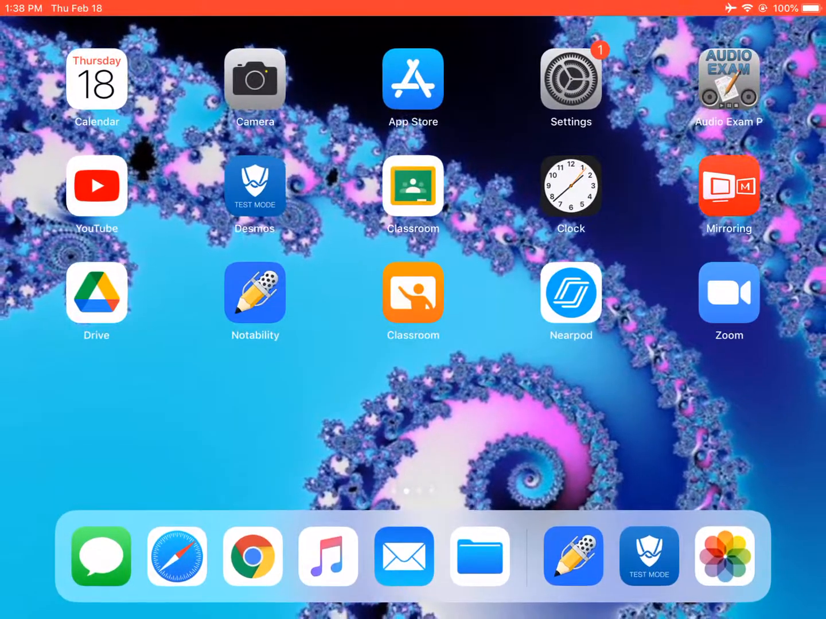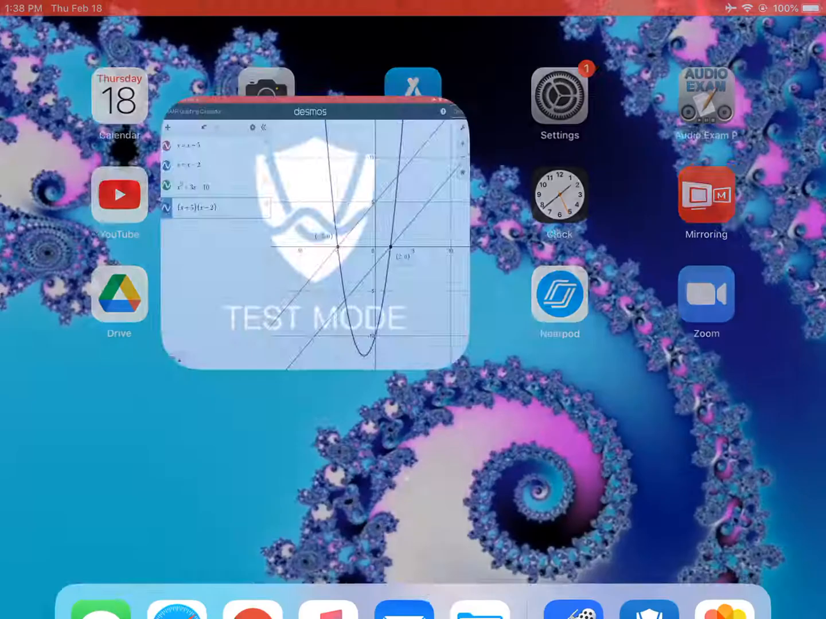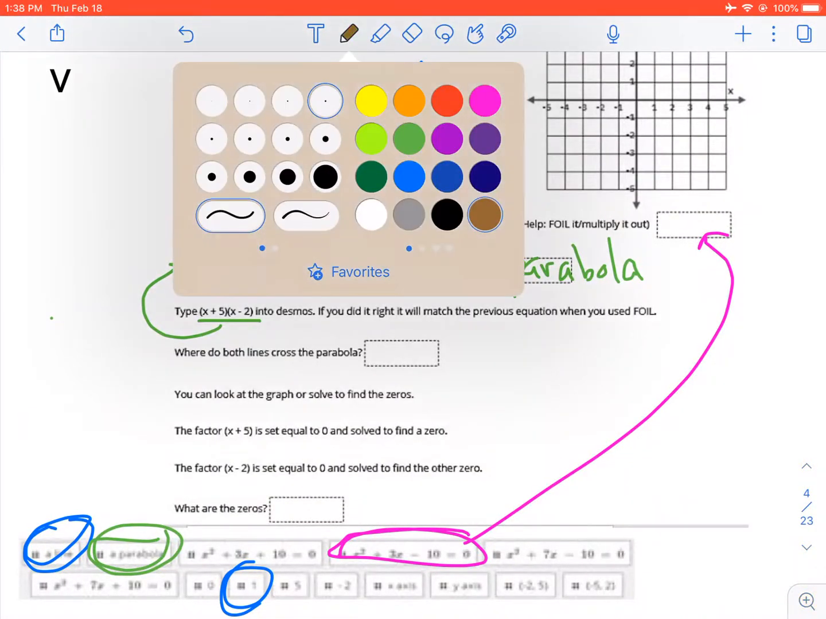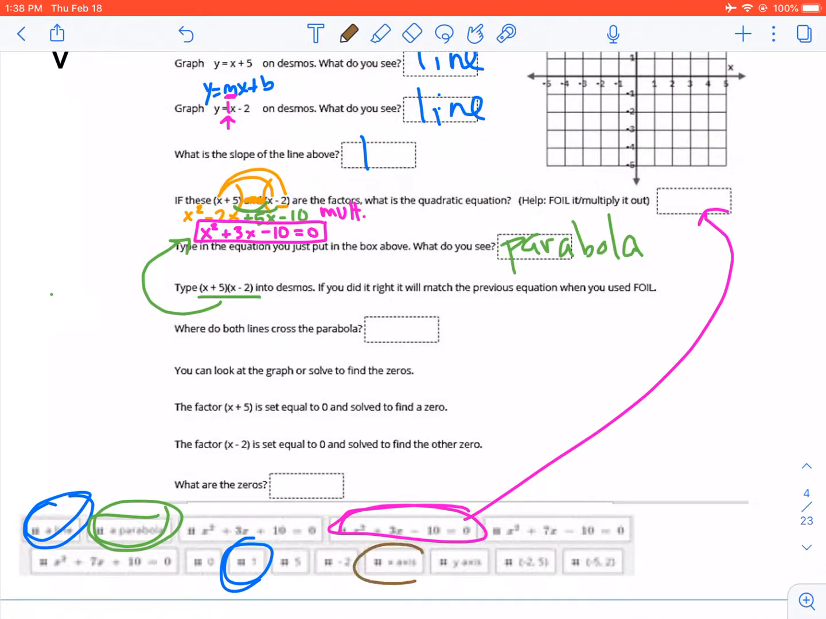Where do both lines cross the parabola? So let's take a peek. Both lines are crossing the parabola right here and right here. So the red line crosses and the blue line crosses at a common place, and that common place is our x-axis, our horizontal axis. That's what that question is trying to get you to answer. So right here, x-axis. They both cross on that x-axis.